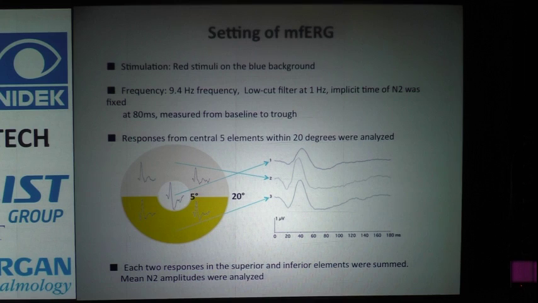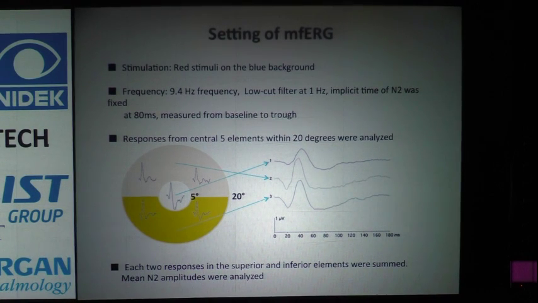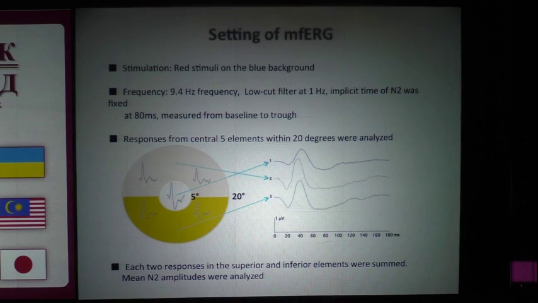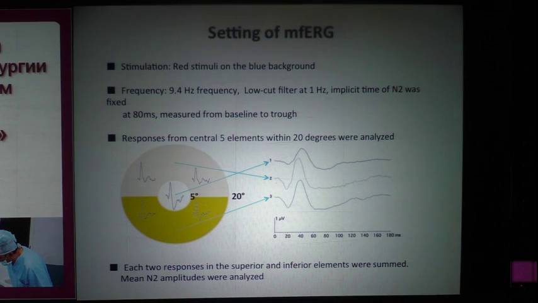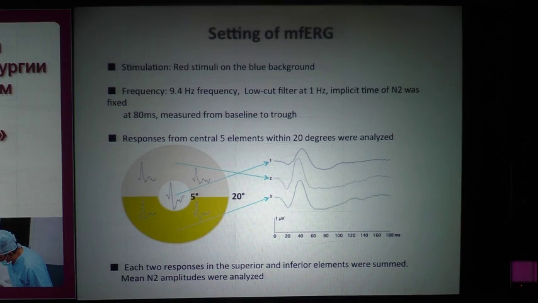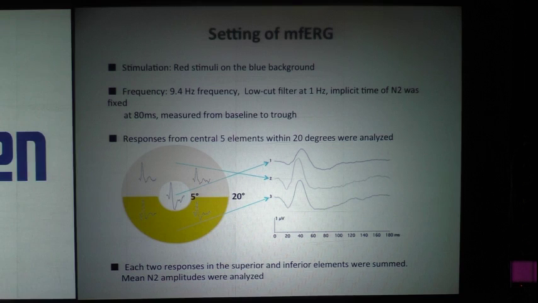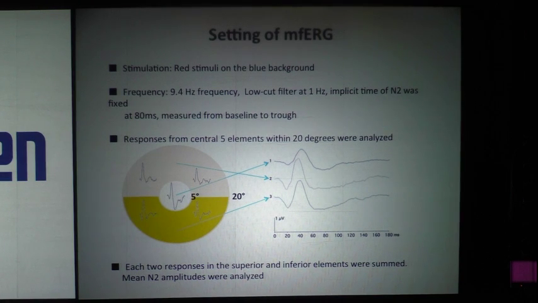We used red stimuli on the blue background, which can saturate the rod pathway. The 9.4 Hz frequency we used is slow. Usually 75 Hz is used clinically. Responses from the central 5 elements within 20 degrees were analyzed. Each two responses in the superior and inferior elements were summed. Mean and amplitude were analyzed.